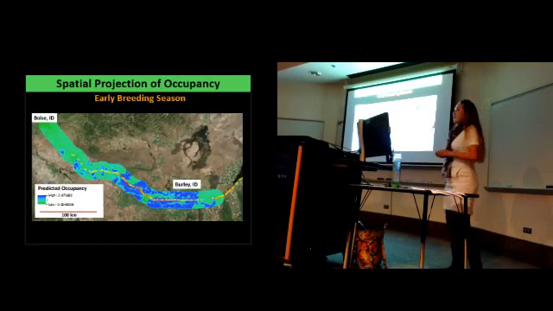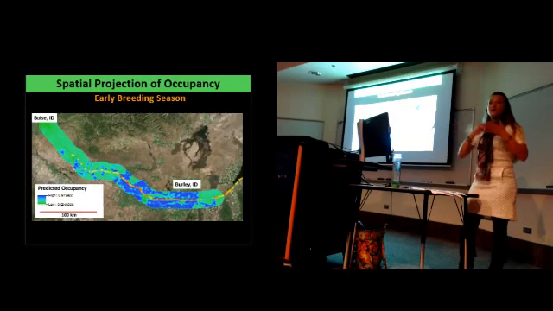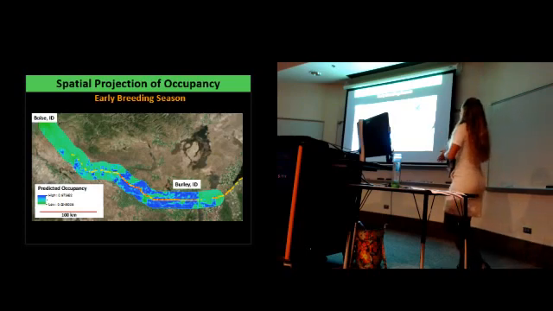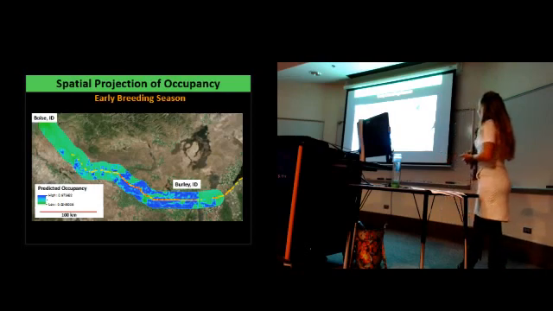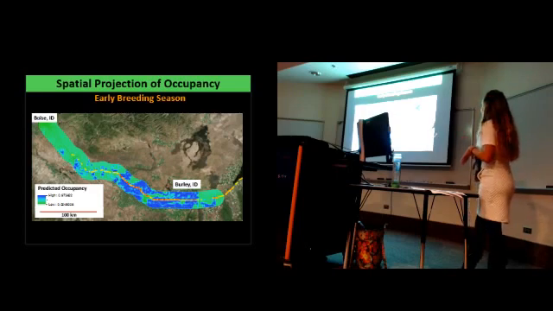This is my favorite figure of my entire presentation. I was able to spatially project my early breeding season occupancy model throughout my study area with the help of many people. So what this is showing is predicted occupancy in the buffer around I-84. The blue areas are areas with high occupancy, and green and yellow are low occupancy. And then you can see I-84 running through the center.